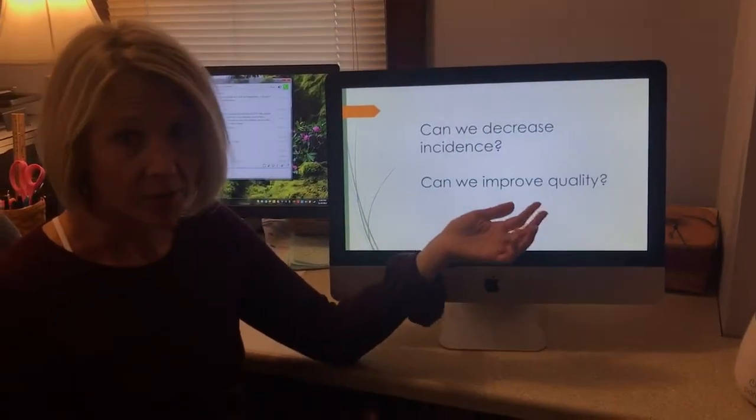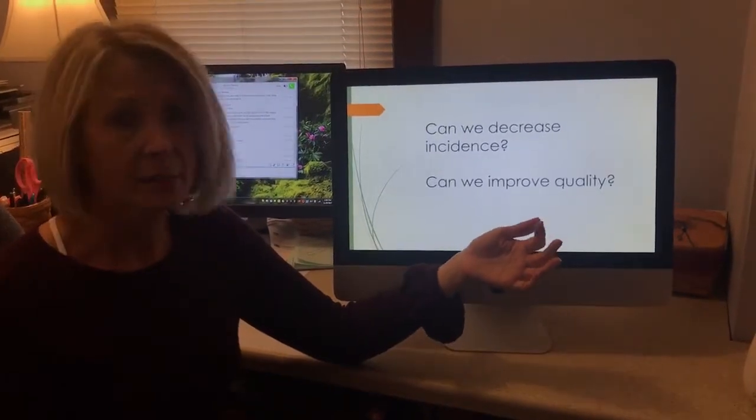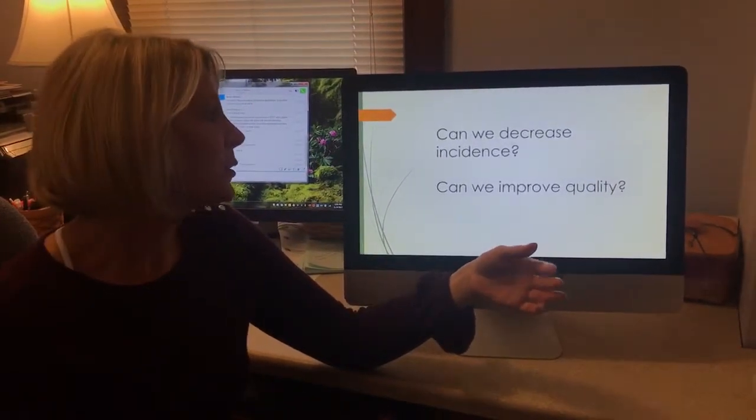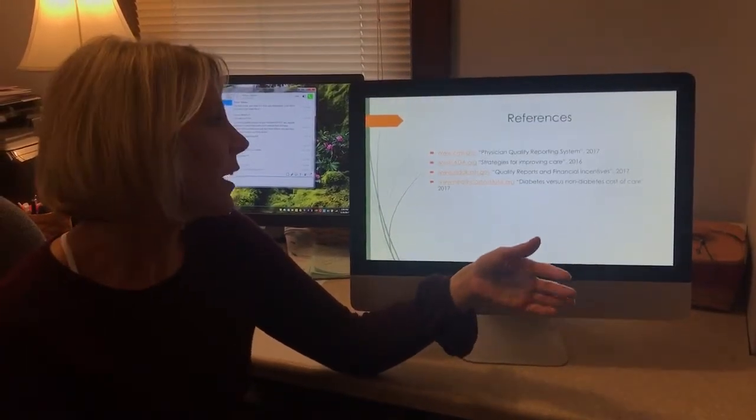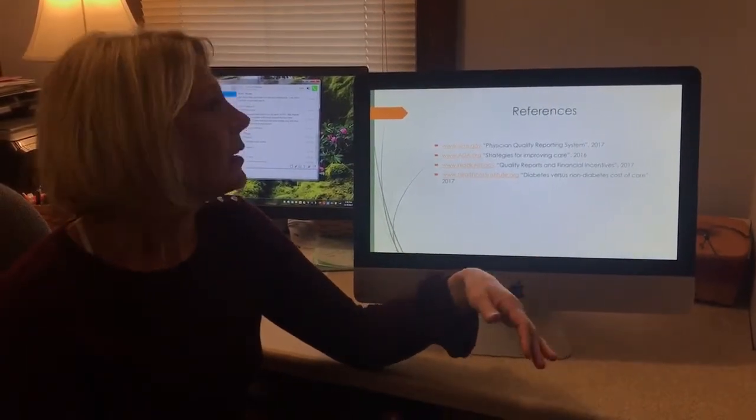So, question: can we decrease the incidence? I believe we can, absolutely, without a doubt. Can we improve the quality of care? Yes. Again, I believe we can, without a doubt.